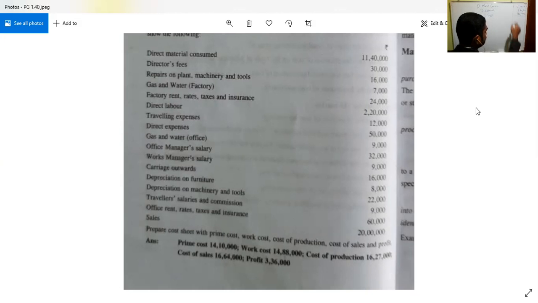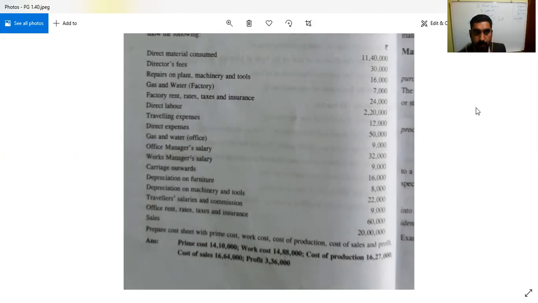So add up these three, then we will get what? 11,40,000 plus 2,20,000 plus 50,000. 14,10,000. See the answer in the question. 14,10,000. So this is the prime cost. Add factory overheads. What all are the factory overheads that we need to check?